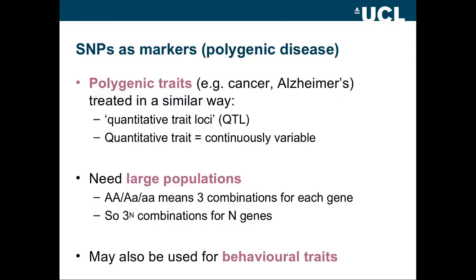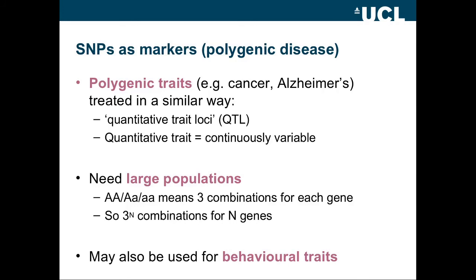Polygenic traits, such as cancer and Alzheimer's, can be treated in a similar way, and here we tend to talk about QTLs, quantitative trait loci, and a quantitative trait is a continuously variable thing. In order to analyse these, though, we need very large populations.